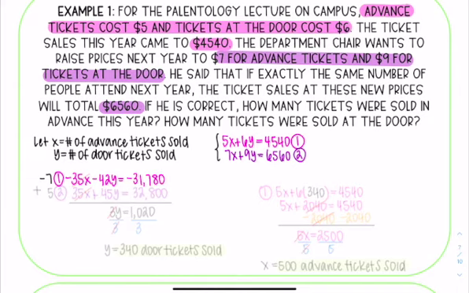We're going to multiply equation number 2 by positive 5 because we need to have positive 35. So we get 35x plus 45y equals 32,800. And we are going to add these together.